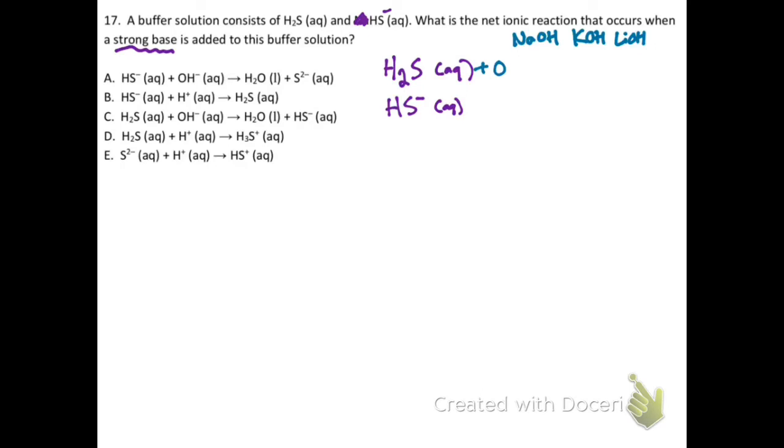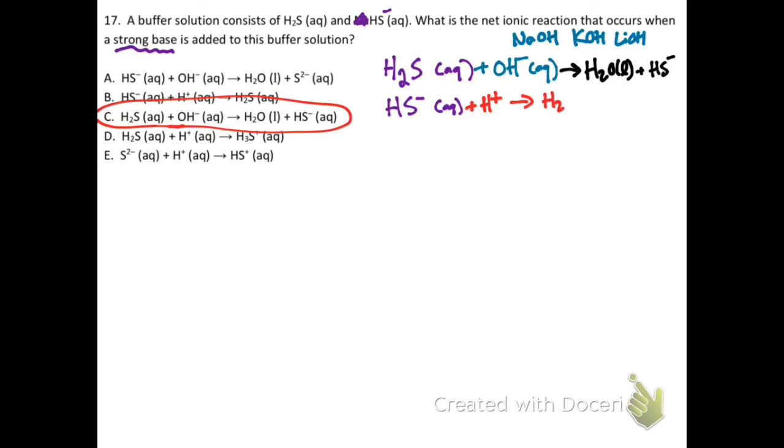So it's going to be H2S plus OH minus. Again, it doesn't matter which of these we use. And these are going to react to form, it's going to keep deprotonating. It's going to be a full-headed arrow to form H2O liquid and HS minus. So which of these corresponds to that reaction? Reaction C. If we added in an acid, it doesn't matter what strong acid, it would react with the base and we would get H2S. But we didn't do that. We added in a strong base.